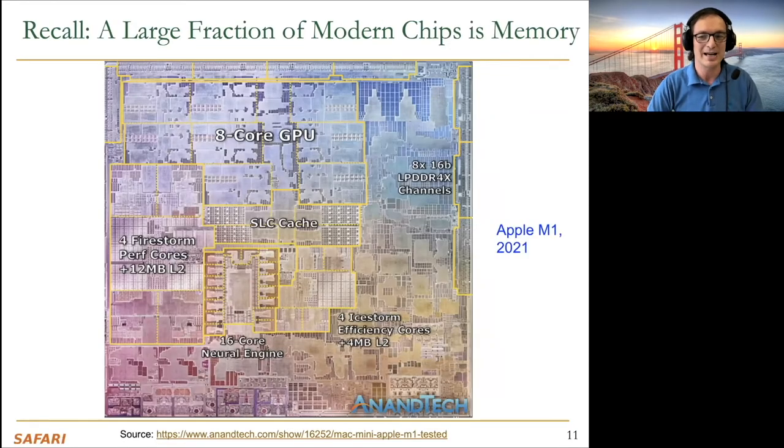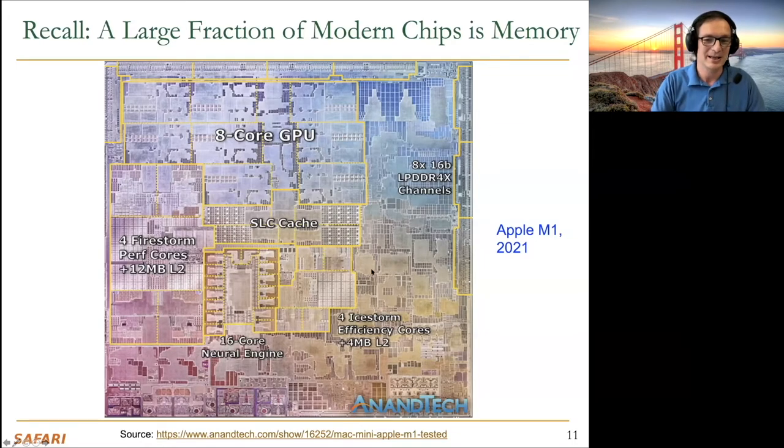And recall, I showed you this slide. This is one of the latest chips that we briefly discussed in earlier lectures. This is Apple M1. And you can see that a large fraction of the modern chip is dedicated to memory. You can see 12 megabyte caches here in the fast, high performance cores, 4 megabyte cache in the efficiency cores, as they call them, a system level cache. And GPUs also have things that are not designated over here. And you can see the memory channels are also part of the memory hierarchy.